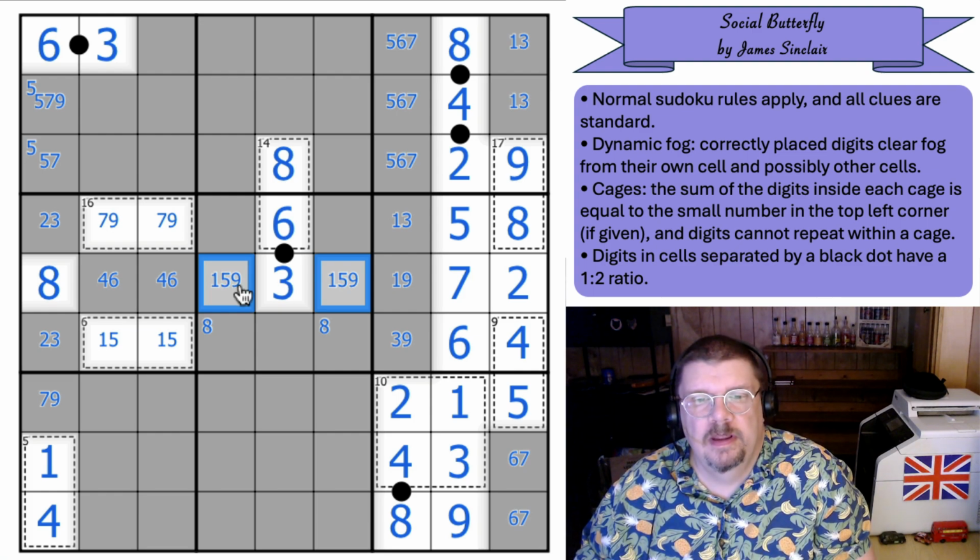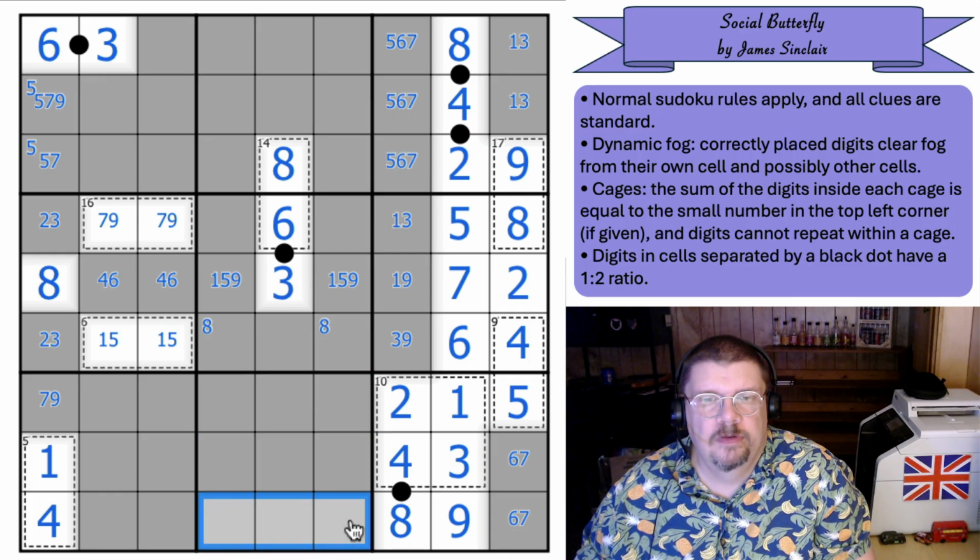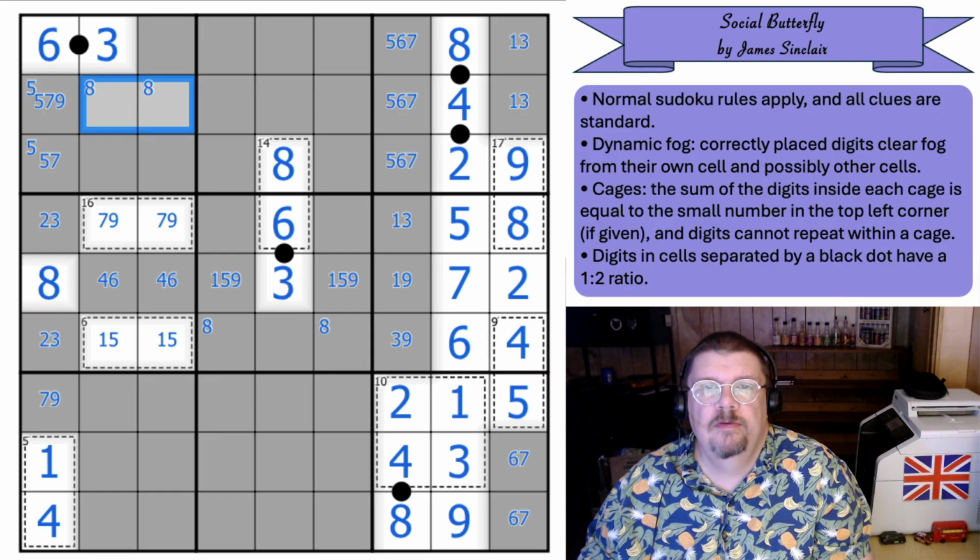What am I missing now? 4 in one of those 3 is a 1 in one of those. There's an 8 in one of those 2 by Sudoku.